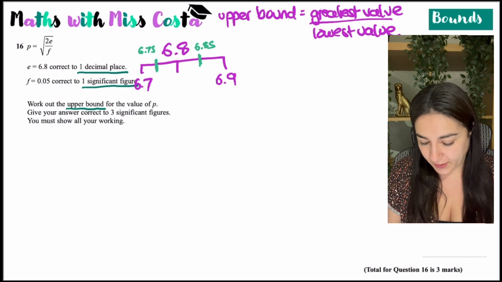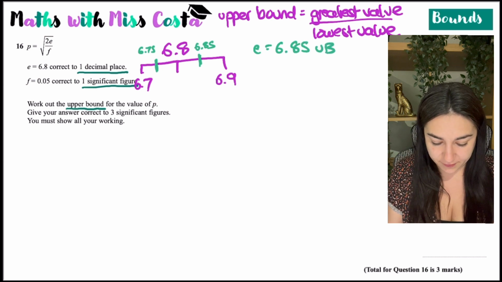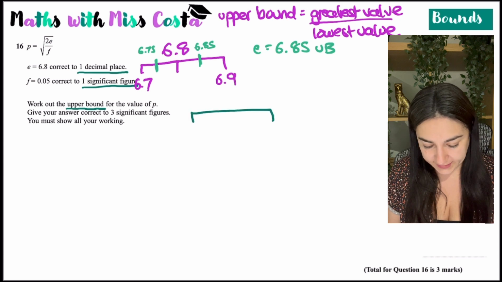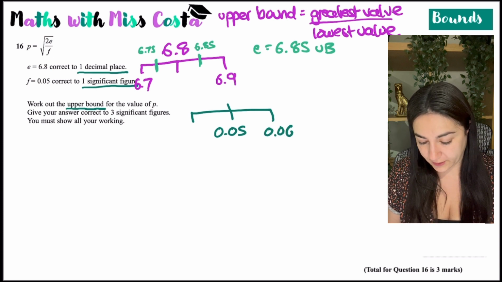So E is 6.85 to the upper bound. And then let's have a look at F. F is 0.05 correct to 1 significant figure. So to 1 significant figure, it would be 0.06 or 0.04.